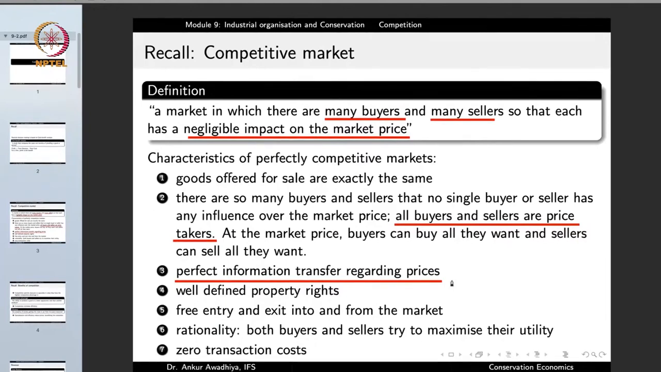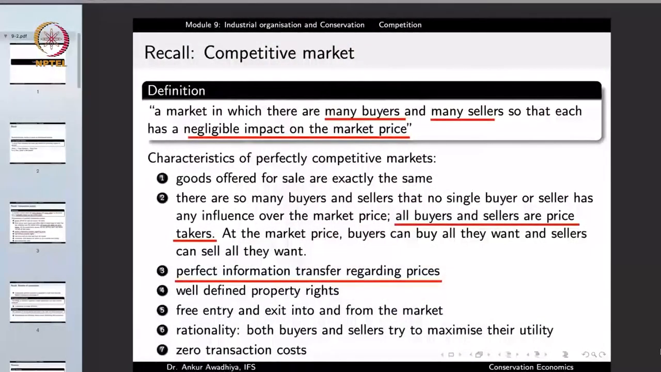Then there have to be well-defined property rights, and free entry and exit into and from the market. Because if there are buyers who find that the prices are too high, then they can go out. If there are buyers who are ready to buy at this price, they can enter into the market. There is no restriction.